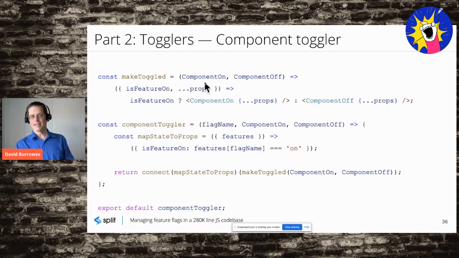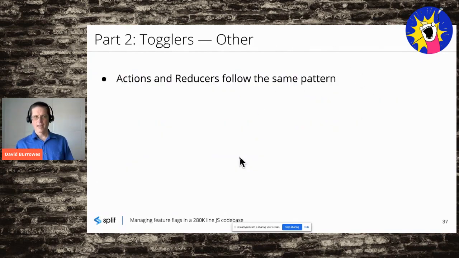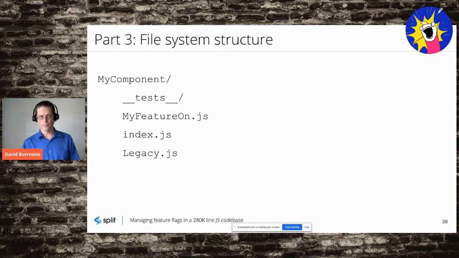This component is a functional component. It takes two other components. It creates a new component. It creates a functional component here, which takes a property isFeatureOn and some other properties. And based on that feature flag, it returns either one component or the other. So this is fairly straightforward, I think, to follow. And I think it's pretty easy to see that action reducers can follow the same basic pattern.